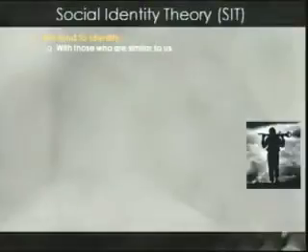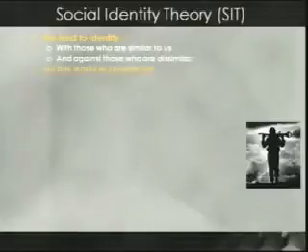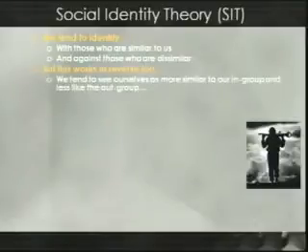So we tend to identify, here are some more principles of social identity theory, and I'll give you more detail and more examples on these. We tend to identify with people who are similar to us and against those who are dissimilar. But this works in reverse as well. So we tend to see ourselves as more similar to our in-group and less like the out-group.